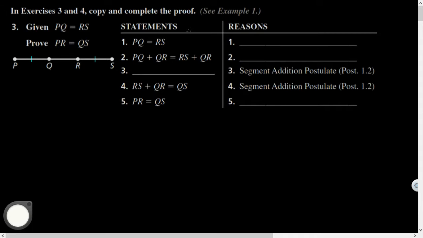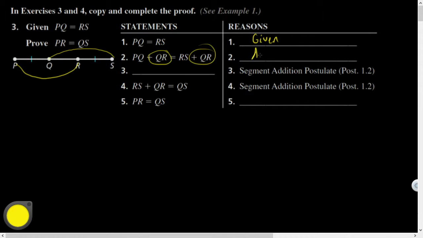So let's see. PQ is equal to RS. What is that reason? Given. Given. That's the best reason. PQ plus QR, that's this length, is equal to RS plus QR? Wait a minute. How did they get there already? Oh, look at this. They went from here to here by adding QR to both sides. So what property would justify that, do you think?